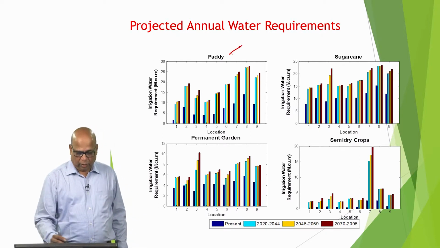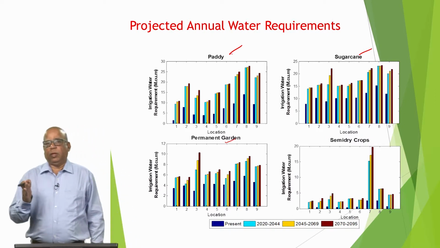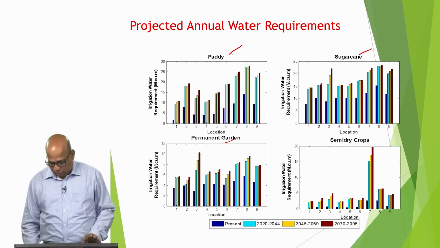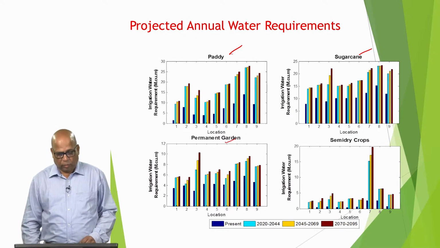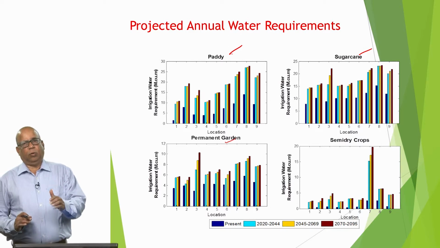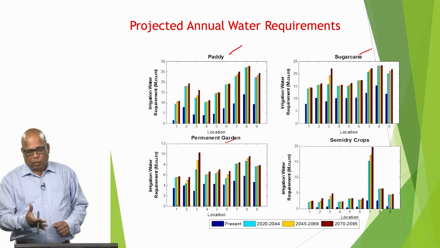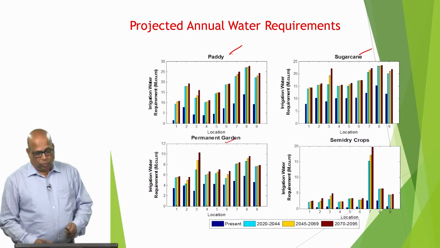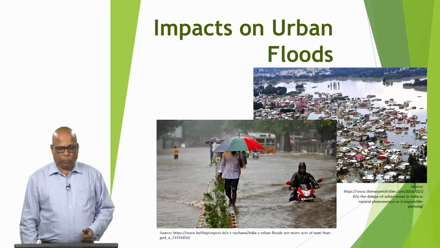For example, paddy, how it is likely to change, sugarcane, semi-dry crop, etc. There are simple ways of accounting for the crop factors, season of the crops, and so on, and then convert that into annual water requirements. So, you will see that the flows are likely to go down, but for the given cropping pattern, the requirements are likely to go up. So, we need to develop adaptive responses.